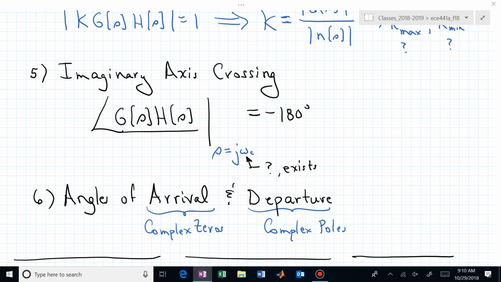Does it exist? Walk up the imaginary axis, not maybe literally, but in your mind, and evaluate angles at particular points. And if you're expecting the root locus to cross the imaginary axis, then at the crossing you should have a phase of minus 180 degrees.